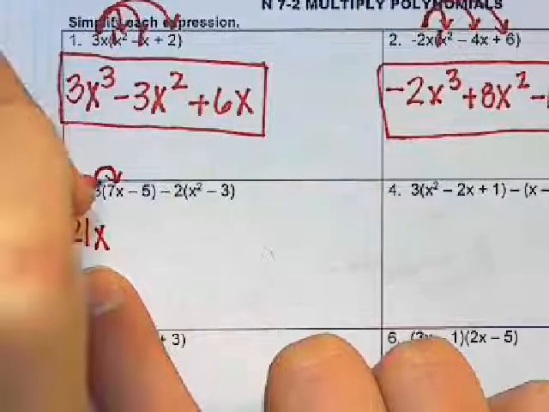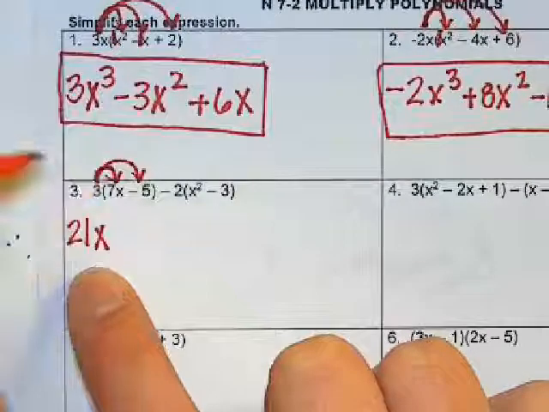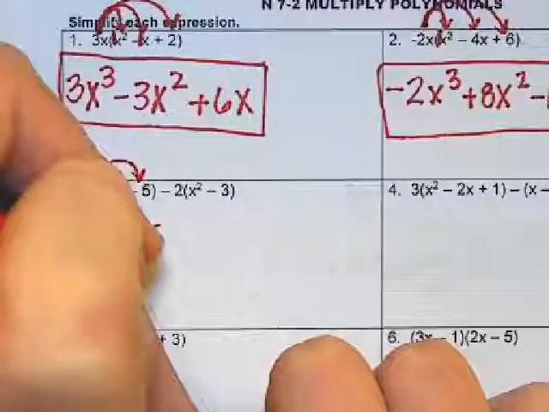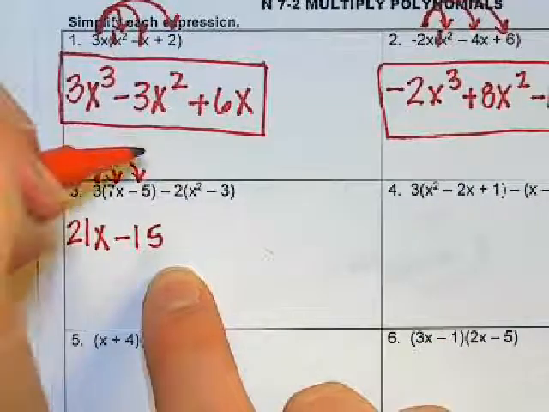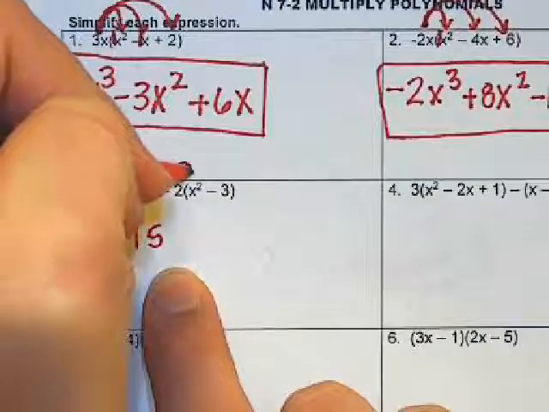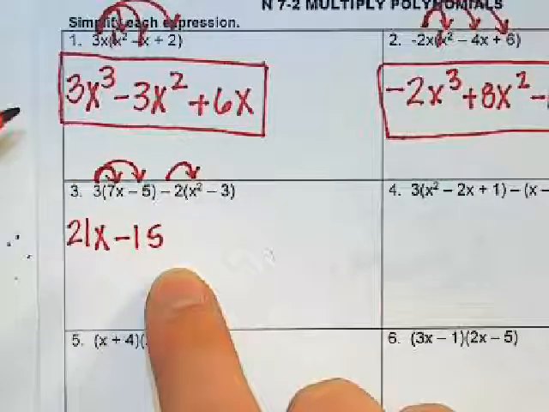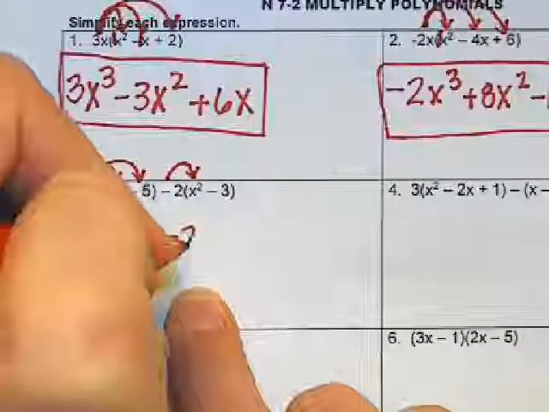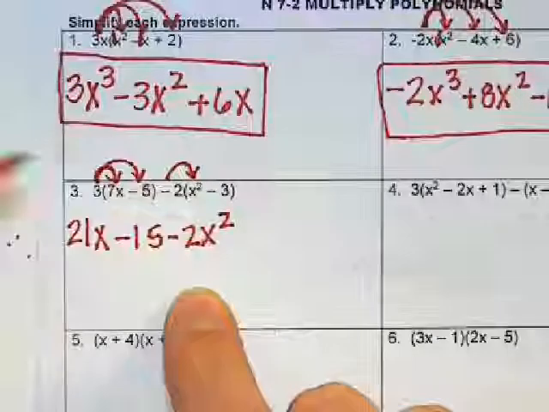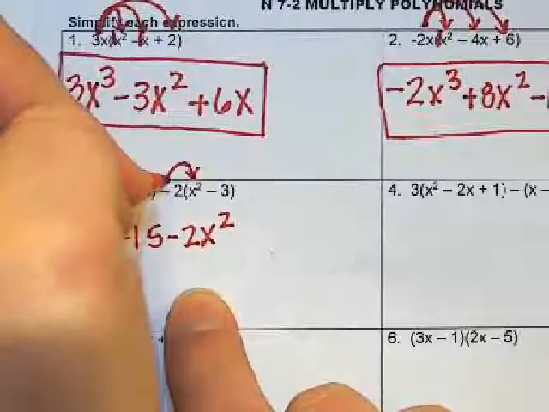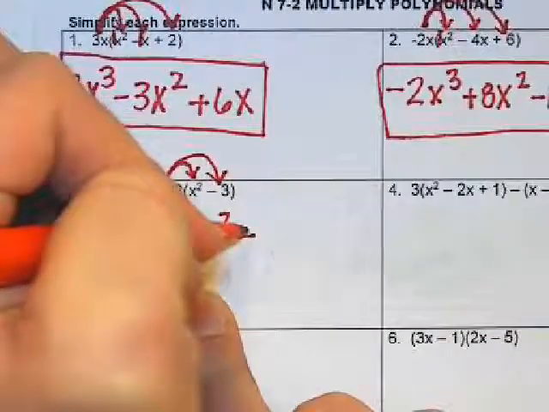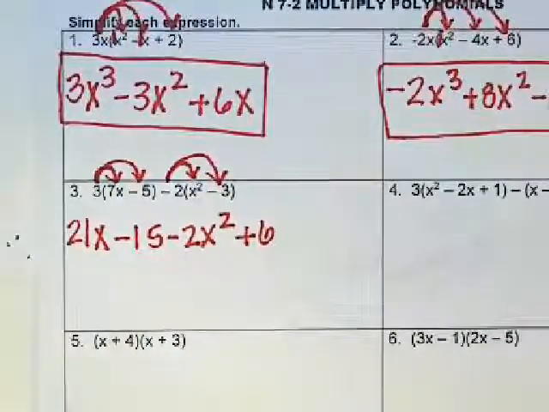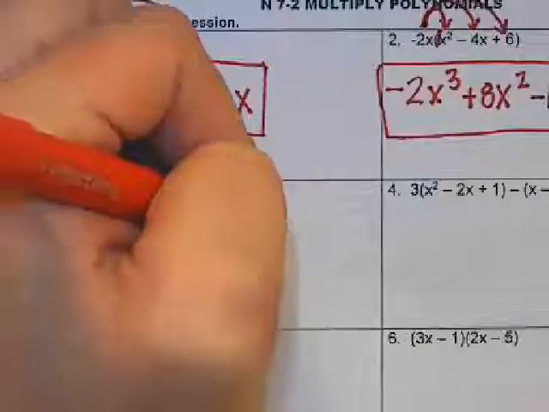Then I do 3 times negative 5. Negative 15. Do I have any x's? No. Then I move to the next set of parentheses. Negative 2 times x squared is what? Negative 2x squared. Good. Then I do negative 2 times negative 3. Plus 6. Make sure you're drawing my arrows. Okay? Draw those arrows. They help you.